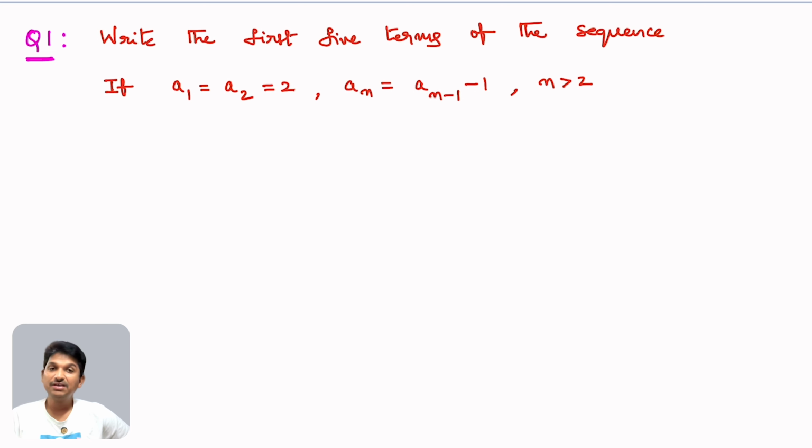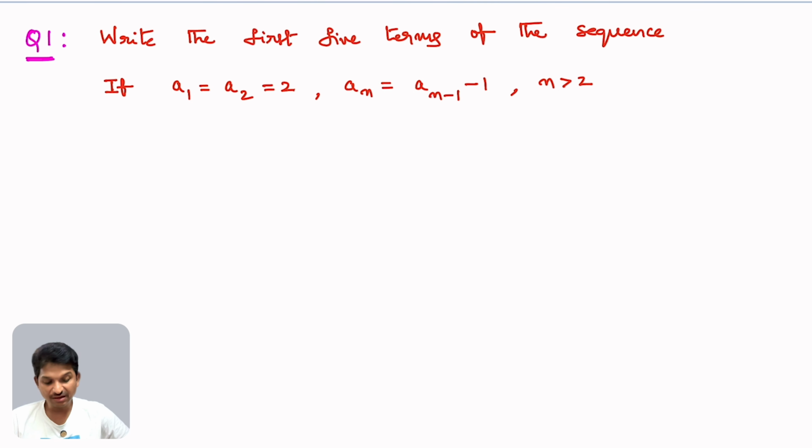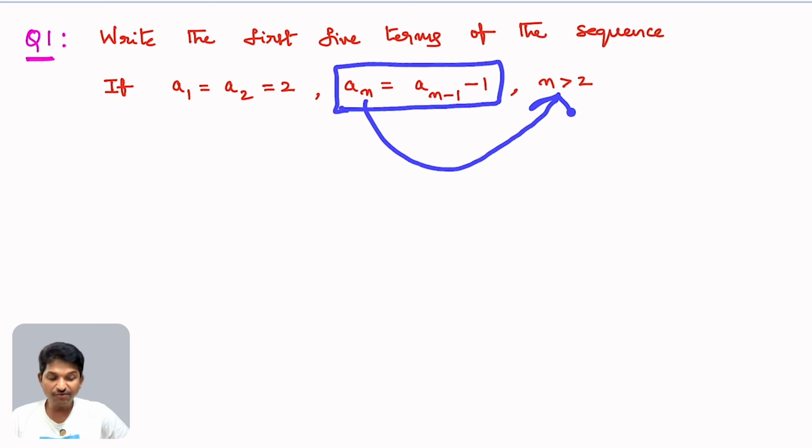Okay. So you see this first question in this sequence and series. Very basic questions we are doing. Write the first 5 terms of the sequence. They have given some data here. The first 2 terms are already given. A1 is 2. A2 is also 2. The nth term is given. This nth term you can use only when the n value is greater than 2. And you know it is a function whose domain is natural numbers. You cannot take 2.1, 2.2 like that. n greater than 2 means n can be taken as 3, 4, 5, like that only.